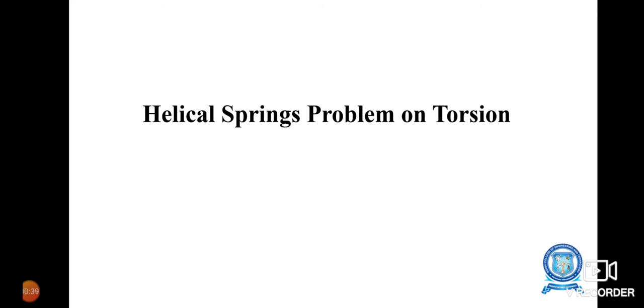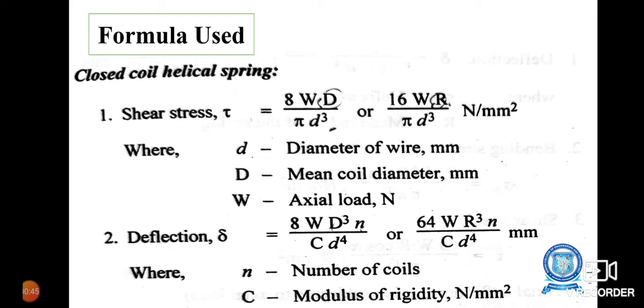We have discussed the helical spring problem. The formulas used for closed coil helical springs are the formulas we use in problem solving. First formula, shear stress: shear stress equals 8WD divided by small d cubed, or 16WR divided by small d cubed. Unit is Newton per millimeter square.